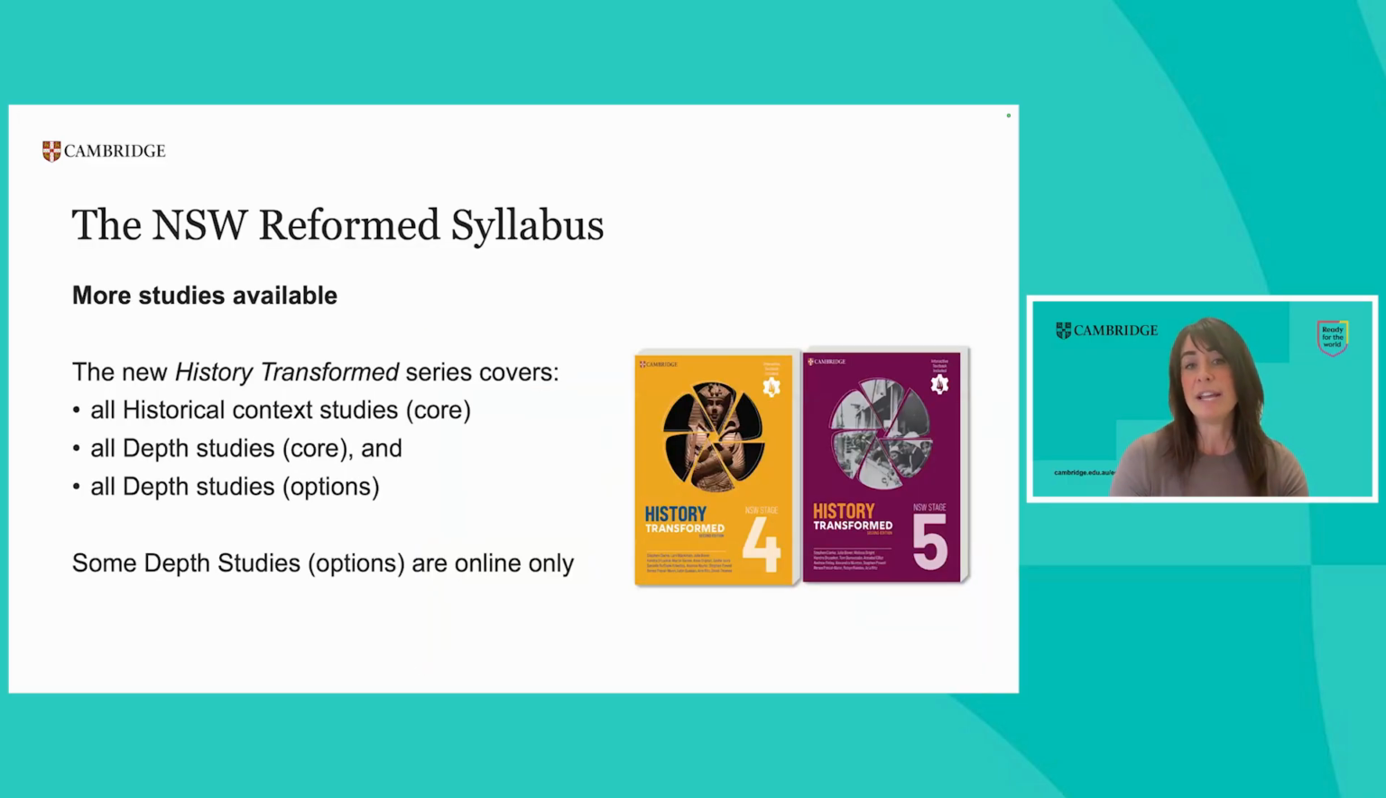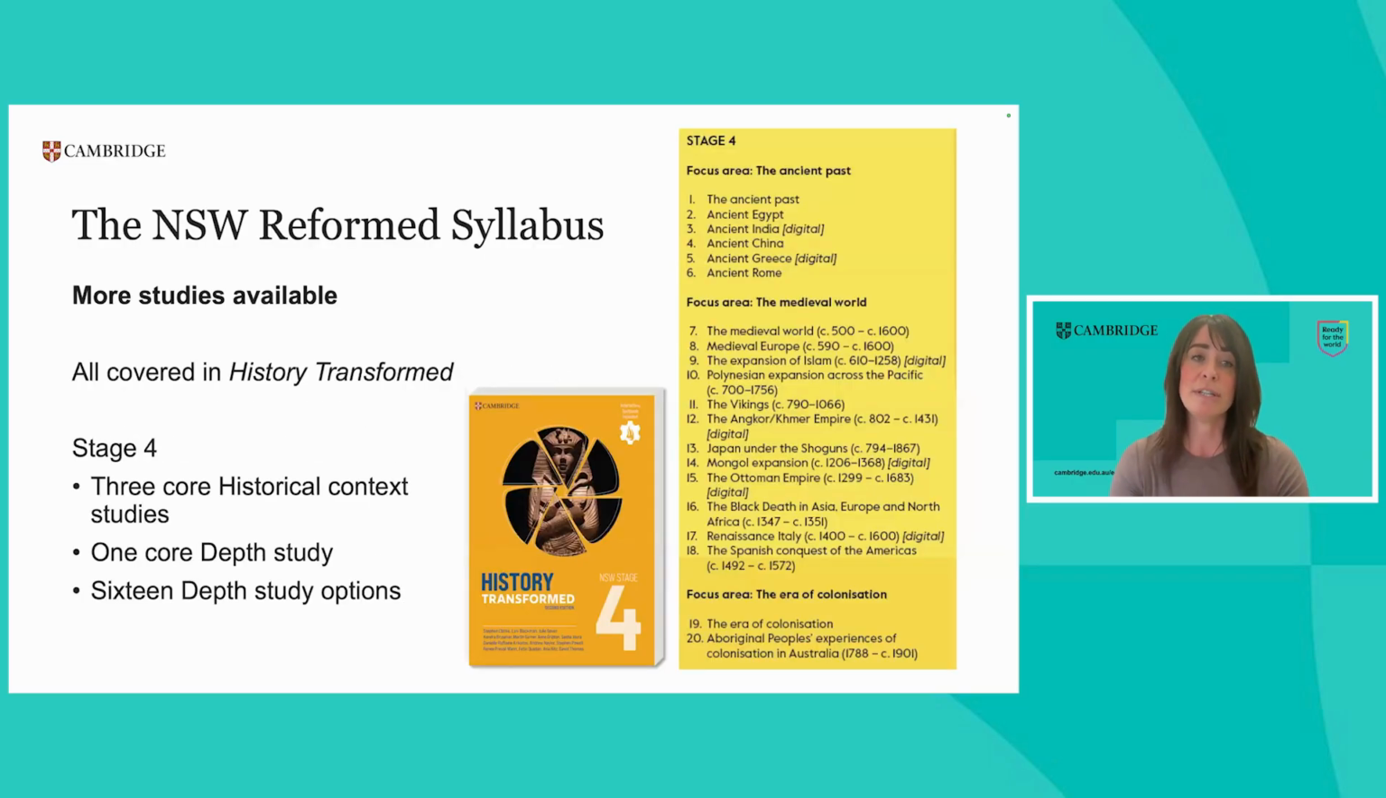When we're looking at the History Transformed Stages 4 and 5 textbooks, these series cover all of the historical context studies, all of the depth studies, and all of the depth studies options. While some of these depth studies are online only, the material is still there. And what a lot of teachers are looking for right now, for those of us in the chat rooms, are topics that have already been previously developed. Some schools are implementing areas of study without resources, but History Transformed gives all of these to you.